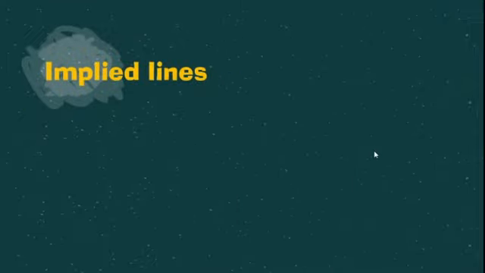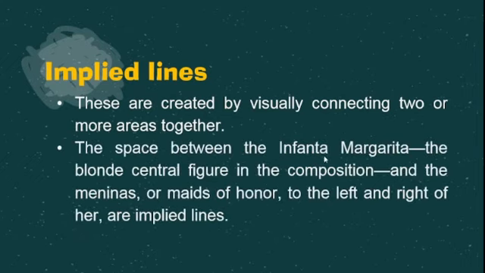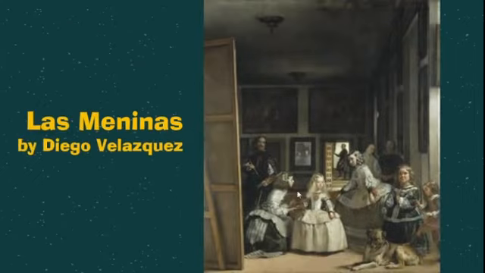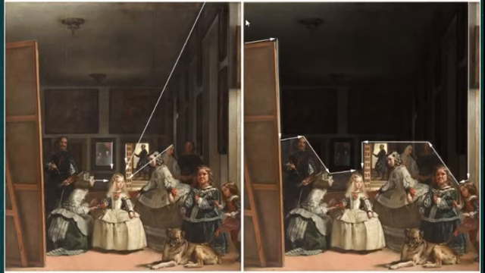Okay. We also have implied lines. These are created by visually connecting two or more areas together. The space between the Infanta Margarita, or the blonde central figure in the composition, this is her, and the meninas, or maids of honor, to the left and right of her are implied lines. So let's see. All right, so as you can see there, those arrows indicate the implied lines.